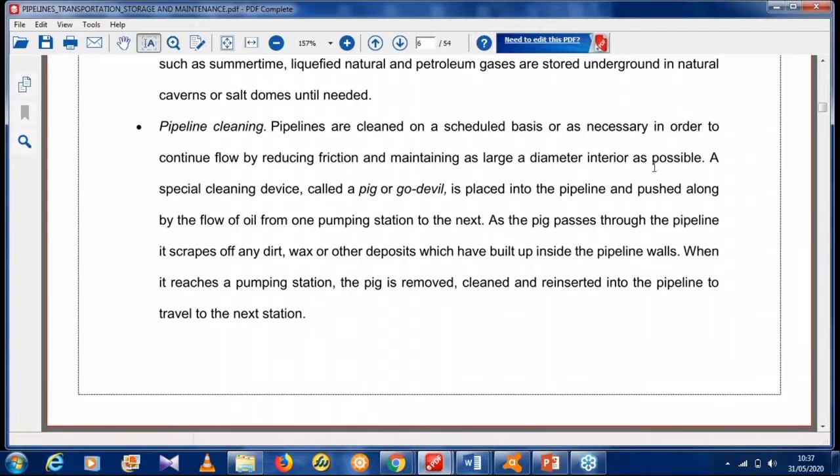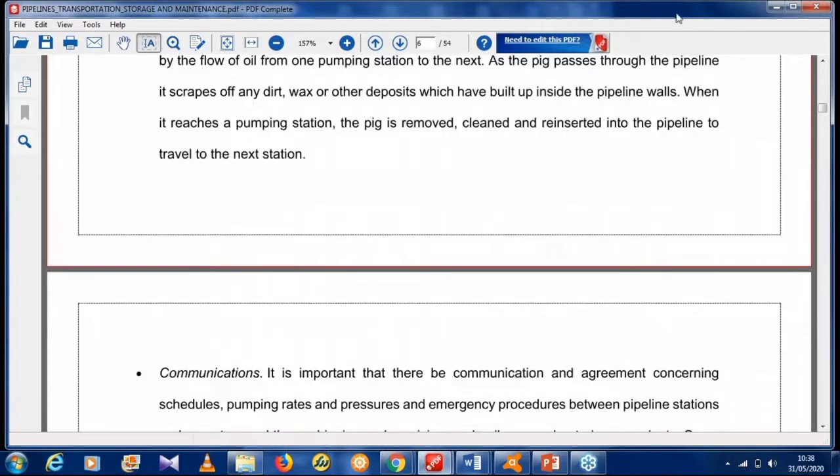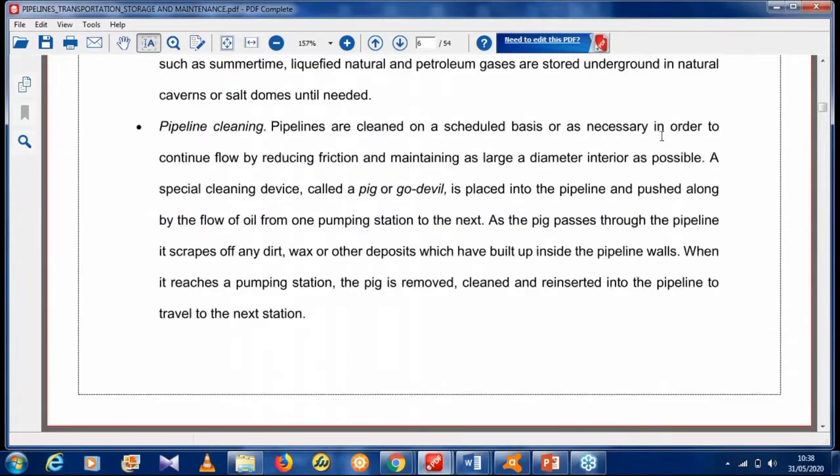They come in different types. You have spherical pigs, mandrel pigs, cone pigs, and foam pigs. They are used for different kinds of cleaning of the pipes, both gas lines and oil lines. All right, so that's basically it on this aspect.